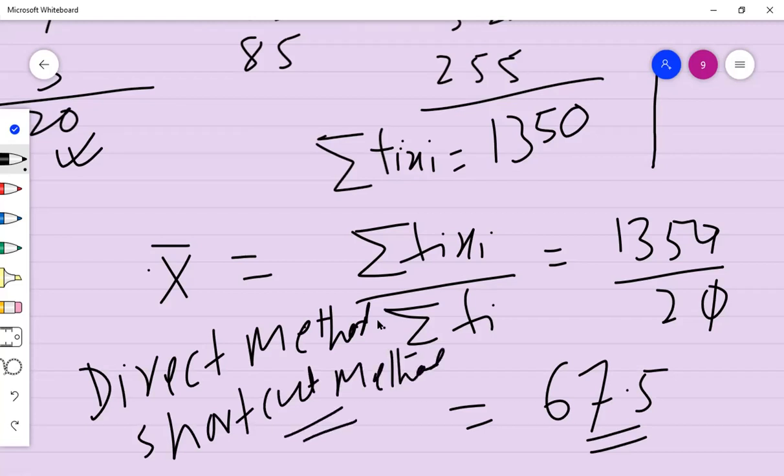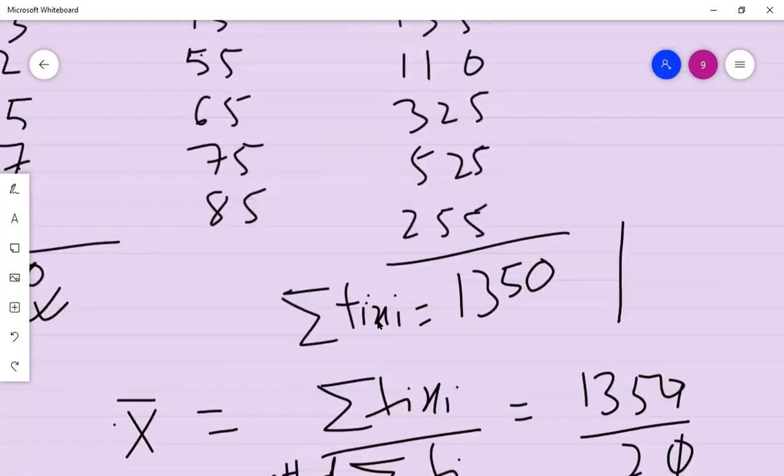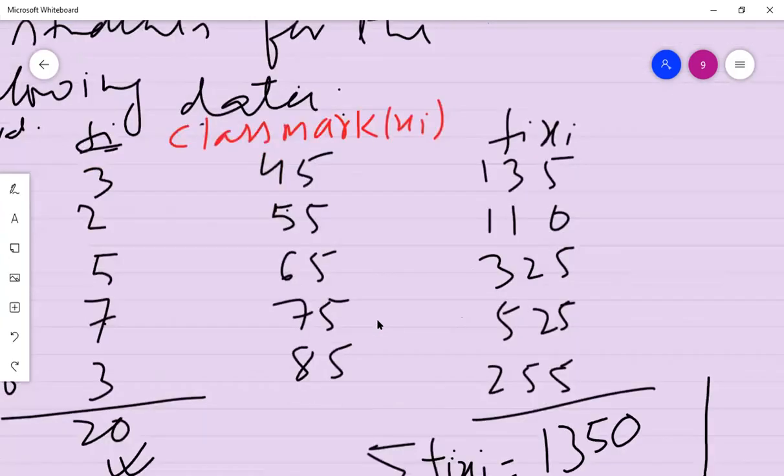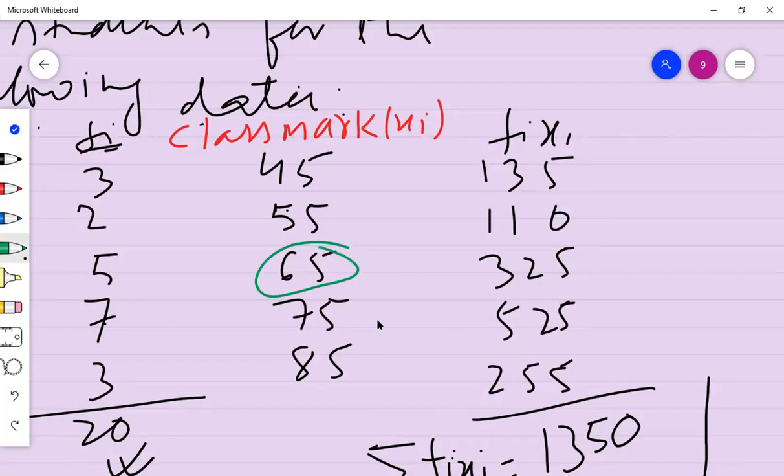Okay, there is another approach to find the mean as well. Suppose here we can see that xi is coming as large numbers, fi is coming as large numbers. Then what do we do? We take a middle number. Suppose we take 65. We choose any middle number, that is 65, and we consider it as an assumed mean. This is called the assumed mean.